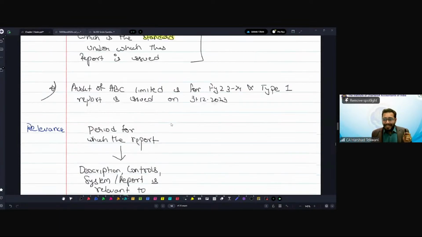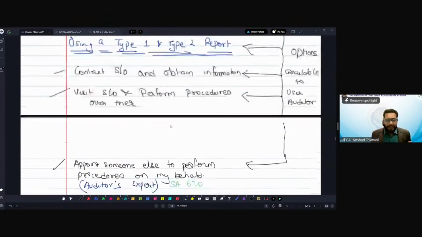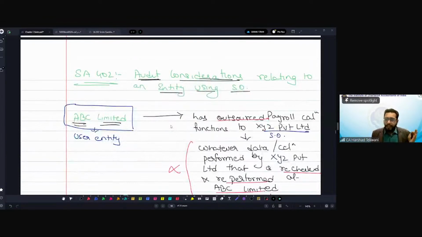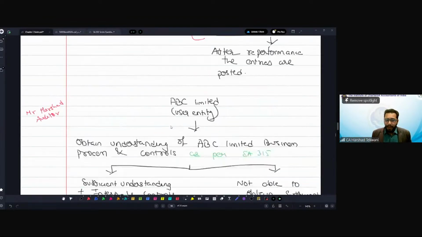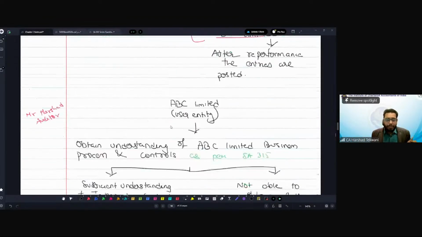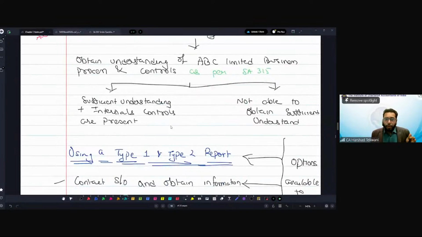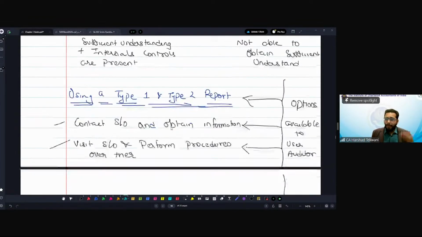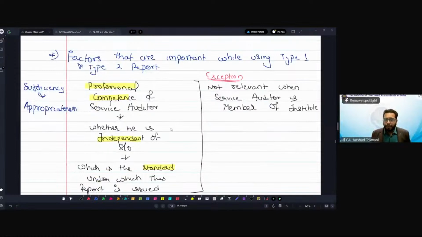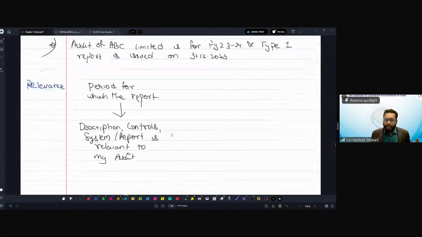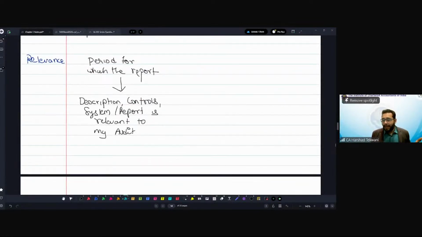So if I just summarize, we discussed when this particular standard will be applicable, the scenario. Second, we discussed when I will rely upon or use type 1, type 2 report, and what is a type 1, type 2 report. I have options available, but if I choose to rely upon a type 1, type 2 report, what things I need to check. This is what we discussed till now under SA 402. Any doubts till now?